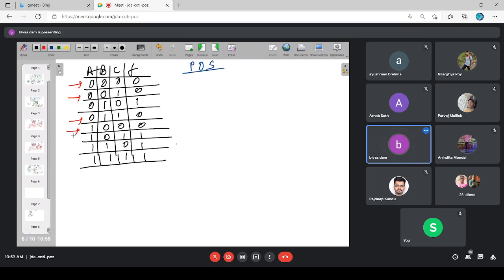Then what is the next step? After finding out those input combinations, what is our next step? To generate the corresponding sum terms for each of those input combinations. So for the first input combination, where A, B, C all are 0, what should be the sum term? A plus B plus C.